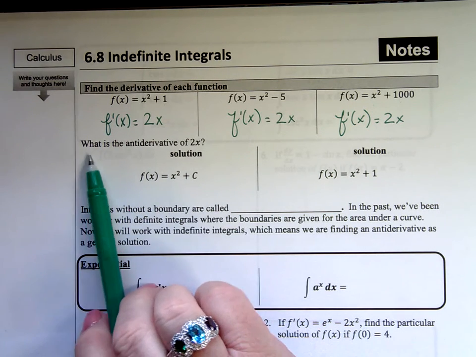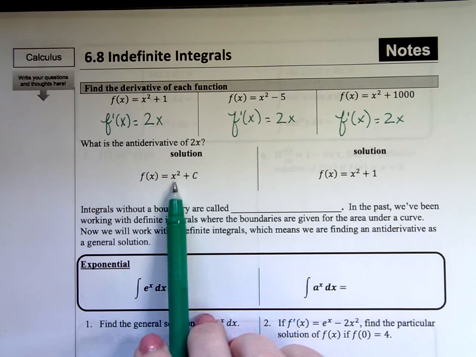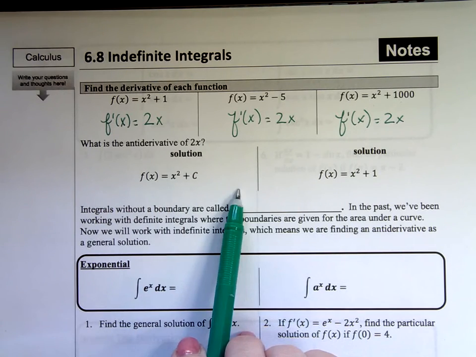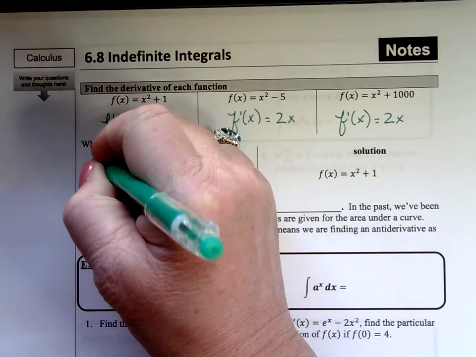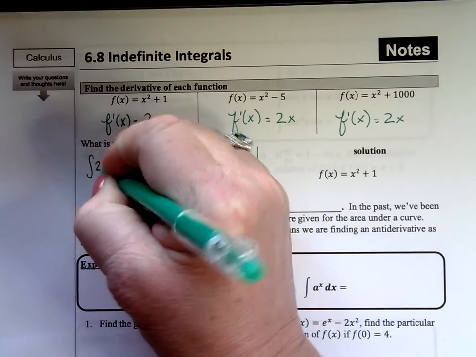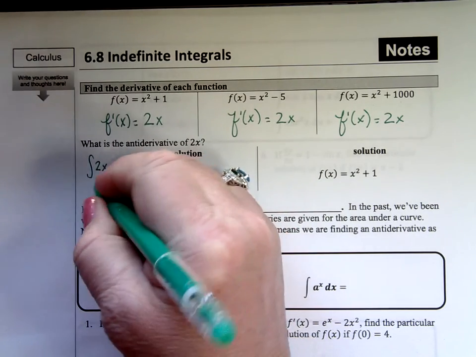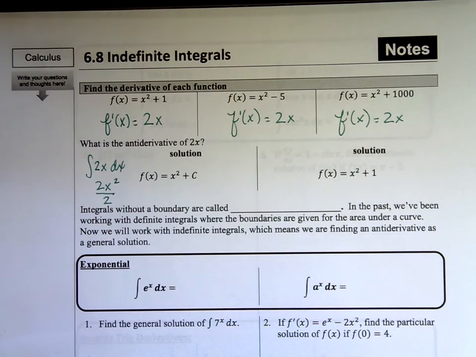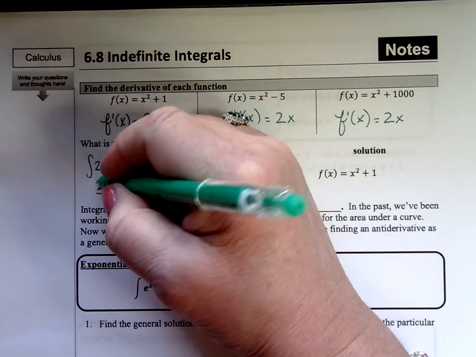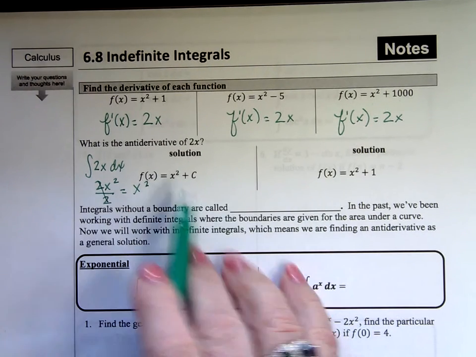So what is the antiderivative of 2x? It is x squared plus c. And we know that because if I take the integral antiderivative of 2x dx, you add a power on, 2x squared, divide by that power. If I add a power on, divide by the power, they cancel. And then I get an x squared. So I get that function, x squared plus c.